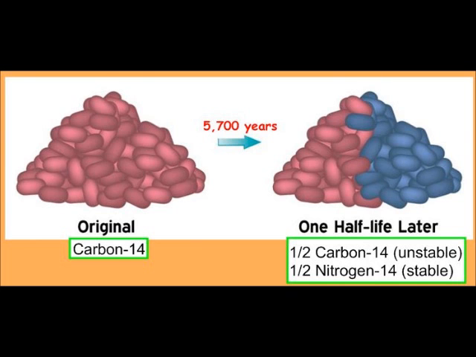The time it takes for 1/2 of the original sample to turn into a stable daughter product is referred to as a half-life. In the example of carbon-14, the half-life is about 5,700 years. So after that time, you'd have half as much carbon-14 as you started with.